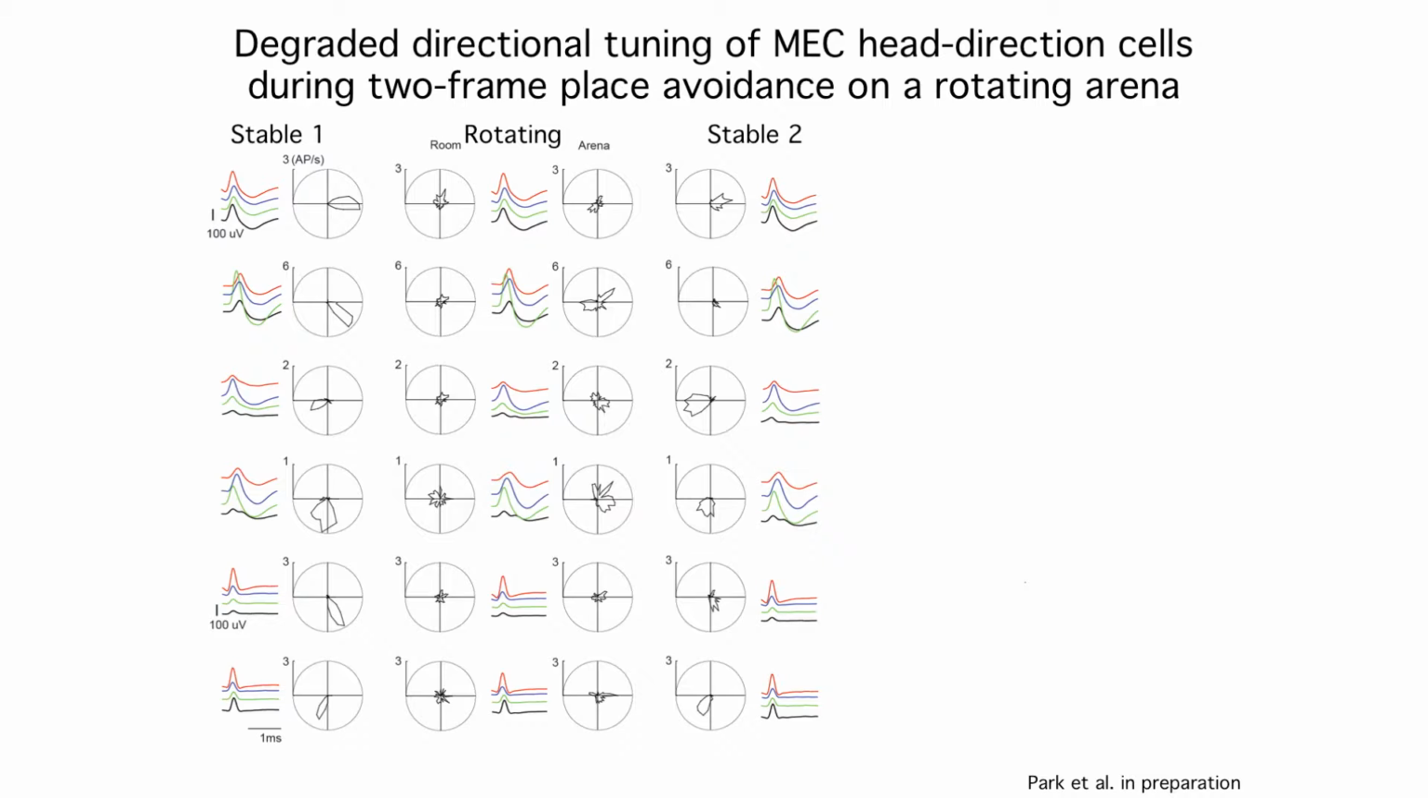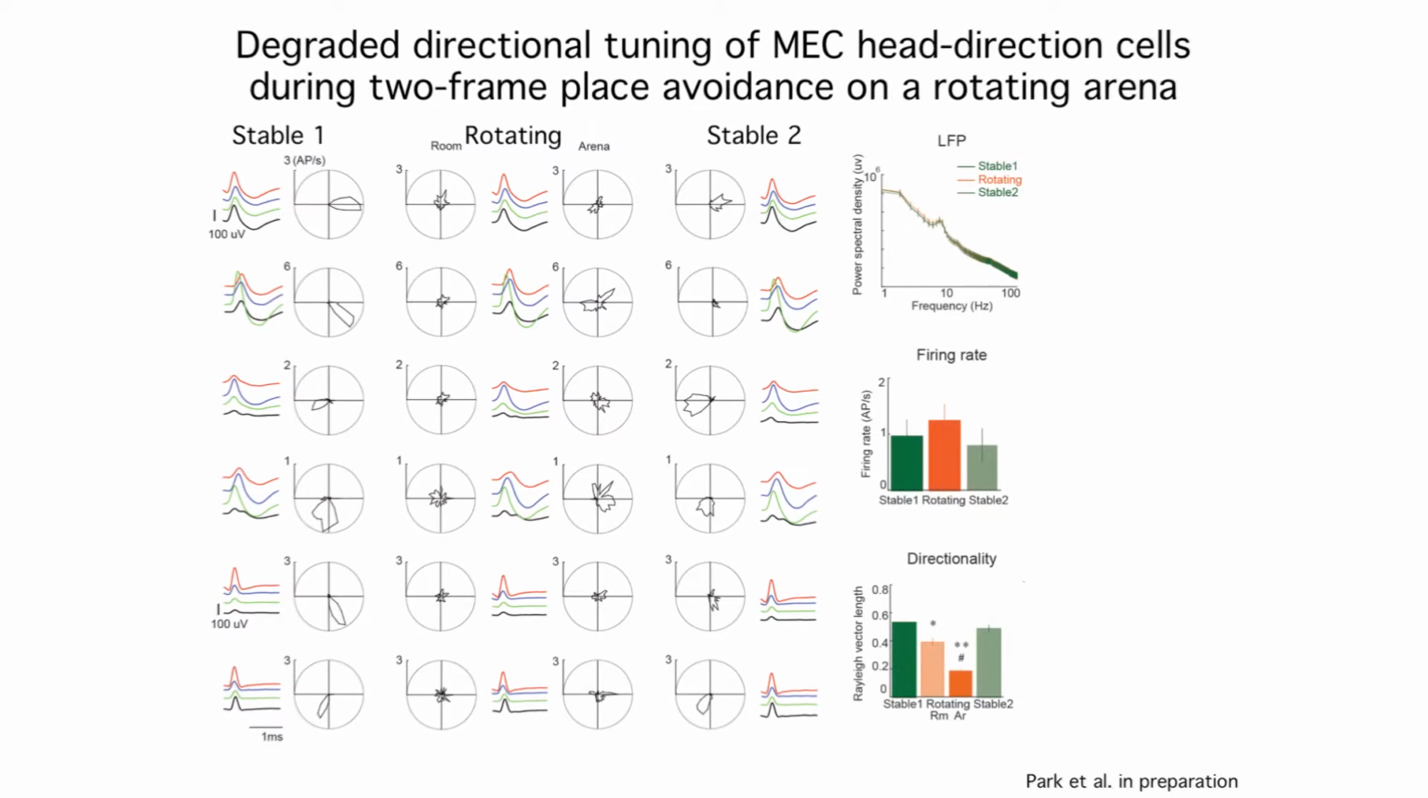It didn't actually return to exactly the same orientation as it had when the arena was stable for the first time, but the directionality returned. And you can quantify all this. Not surprisingly, the LFP power and stuff that you would expect for ongoing activity looks more or less similar. The firing rates of the cells maintained during the rotation, just as they did before and after the rotation. But the directionality was degraded.